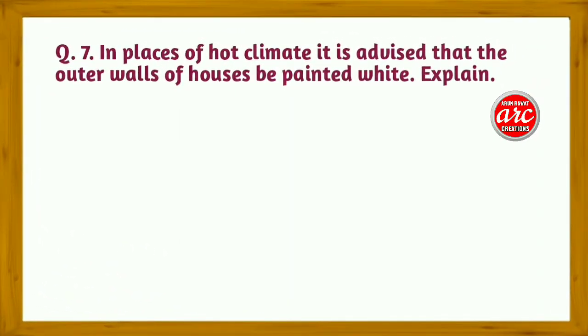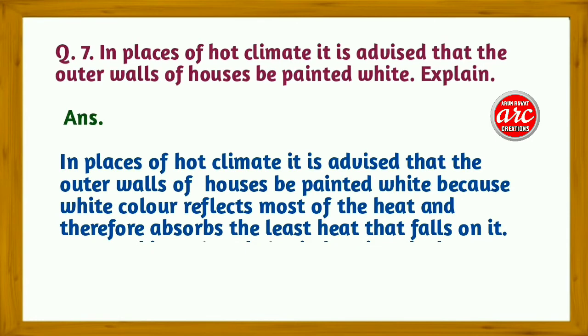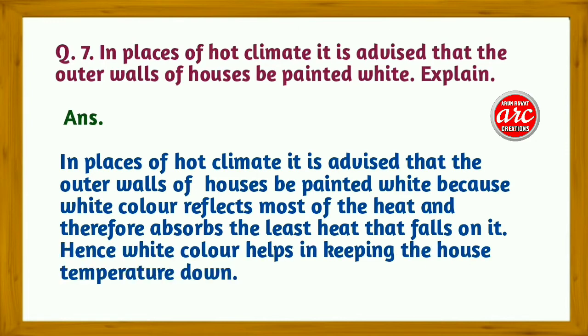Question number 7. In places of hot climate, it is advised that the outer walls of houses be painted white. Explain. Answer. In places of hot climate, it is advised that the outer walls of houses be painted white because white color reflects most of the heat and therefore absorbs the least heat that falls on it. Hence, white color helps in keeping the house temperature down.